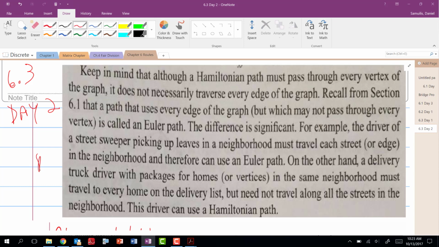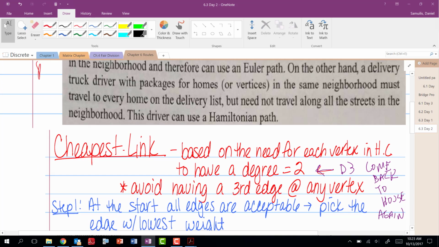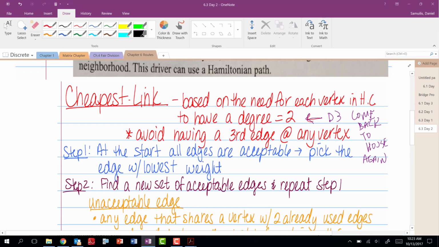On the other hand, here we go. Third from the bottom sentence here. A delivery truck driver with packages for homes in the same neighborhood must hit every house once and only once. Why would they go back? So that's a Hamiltonian path and/or circuit, going back to base. So again, I like that this stuff is said so that it really gives you a chance to understand this further, or actually have a better chance of memorization.